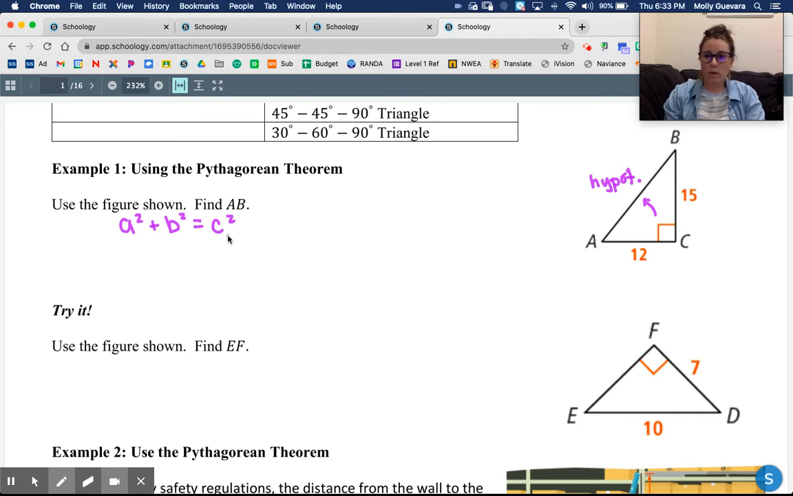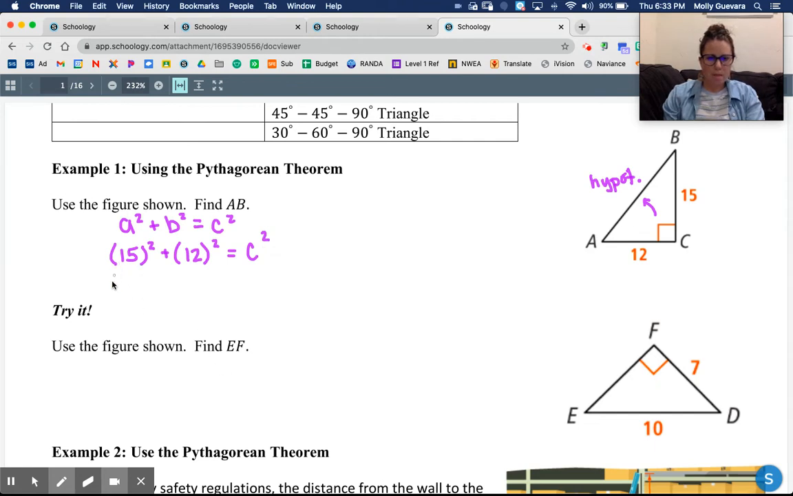The c is always the hypotenuse. The a and b are interchangeable. It doesn't matter as much. But the c always has to be the hypotenuse. So we can fill this in. Let's say a is 15, so my leg length there is 15, plus b is my other leg, which is 12. And then this equals, and I don't know what c is, so I'm going to just leave it c squared.